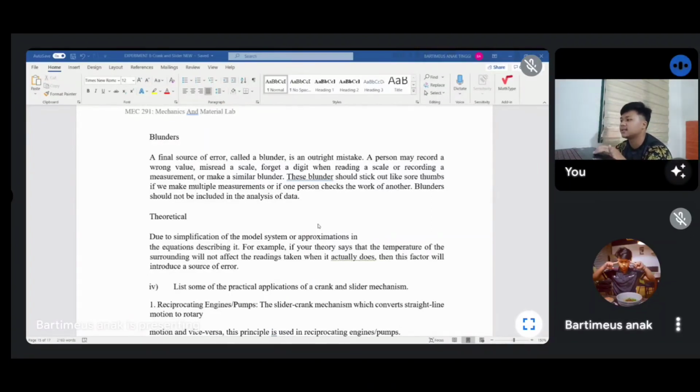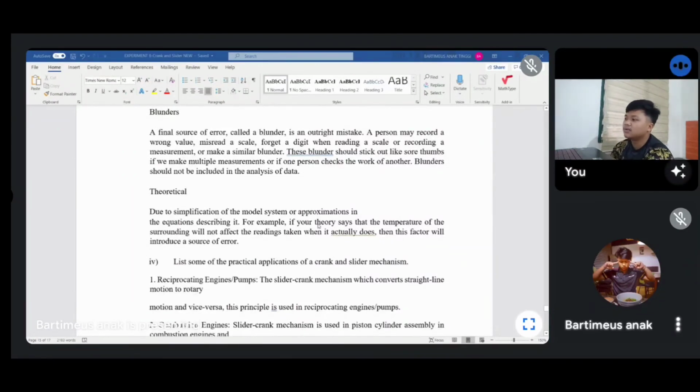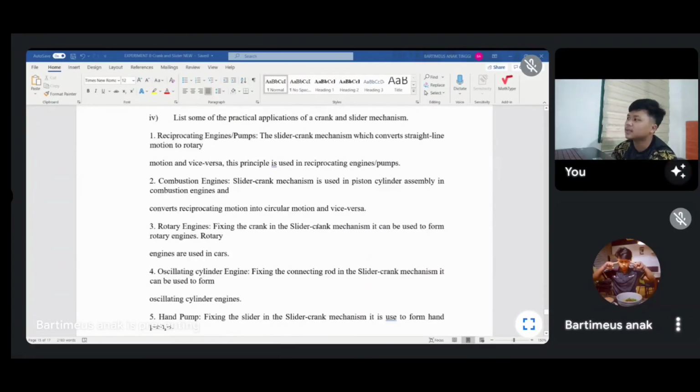So the last one is theoretical error. Due to simplification of the model or system, or approximation in the equation describing it. For example, if your theory says that the temperature of the surroundings will not affect the reading taken when it actually does, then this factor will introduce a source of error. So the last question of the discussion, list some of the practical applications of a crank and slider mechanism.